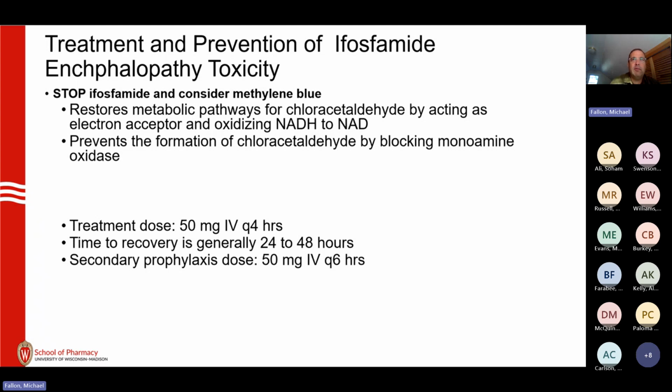I've only had one refractory case, a patient who really didn't have any options left, but didn't have great kidney or liver function, and was still treated with ifosfamide. They had terrible encephalopathy that did not respond to methylene blue. Most of the time it does eventually work, and I would say closer to 36 to 48 hours for recovery time.